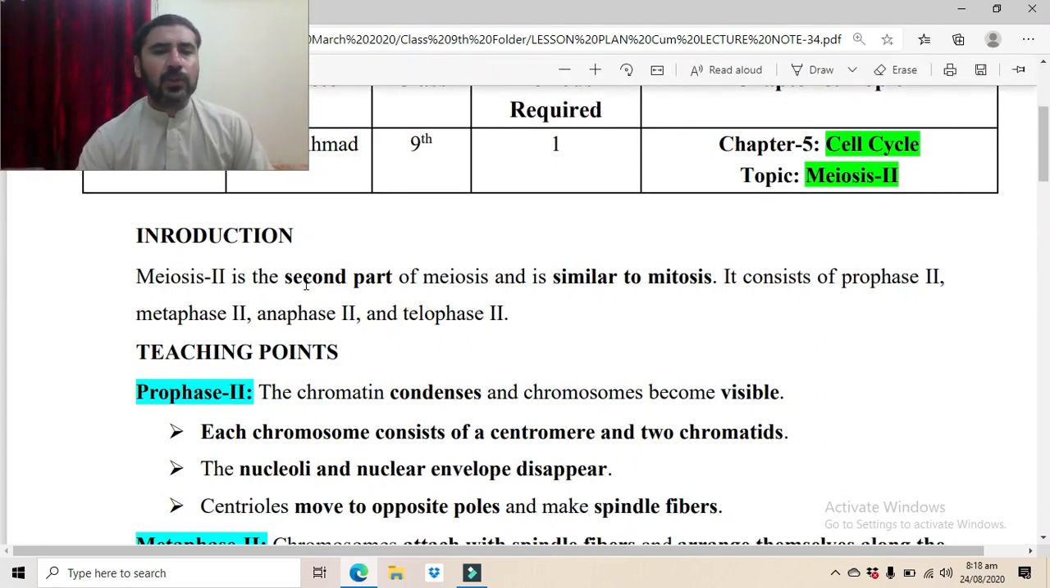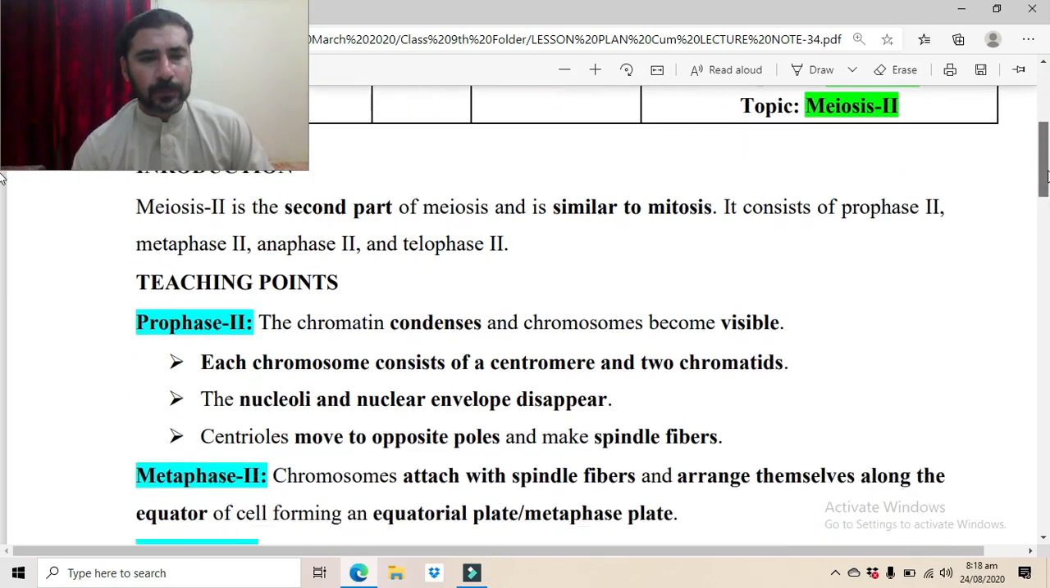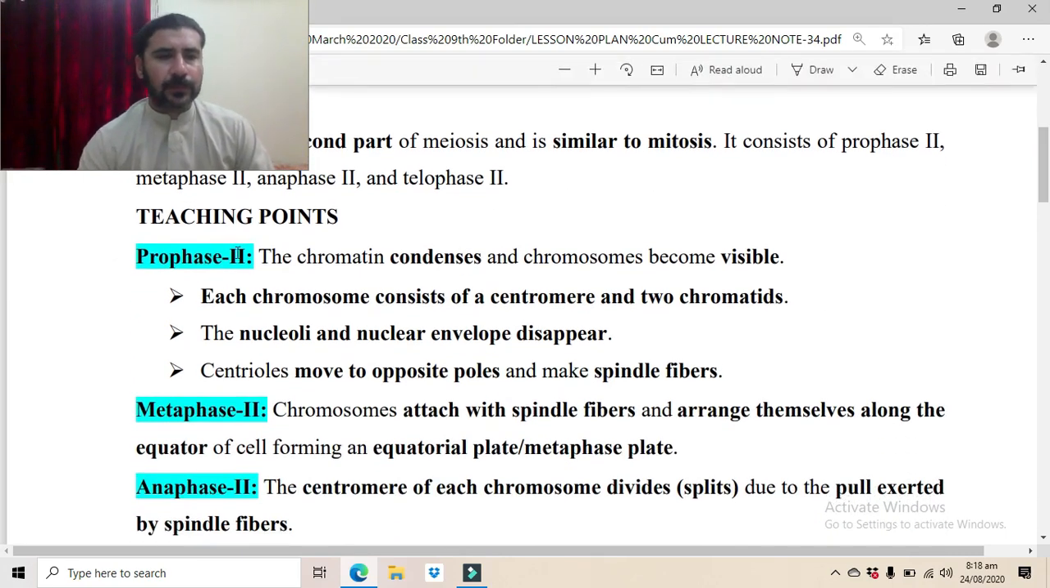Introduction. Meiosis 2 is the second part of meiosis and is similar to mitosis. It consists of prophase 2, metaphase 2, anaphase 2 and telophase 2. Now the teaching points. Prophase 2. The chromatin condenses and chromosomes become visible.